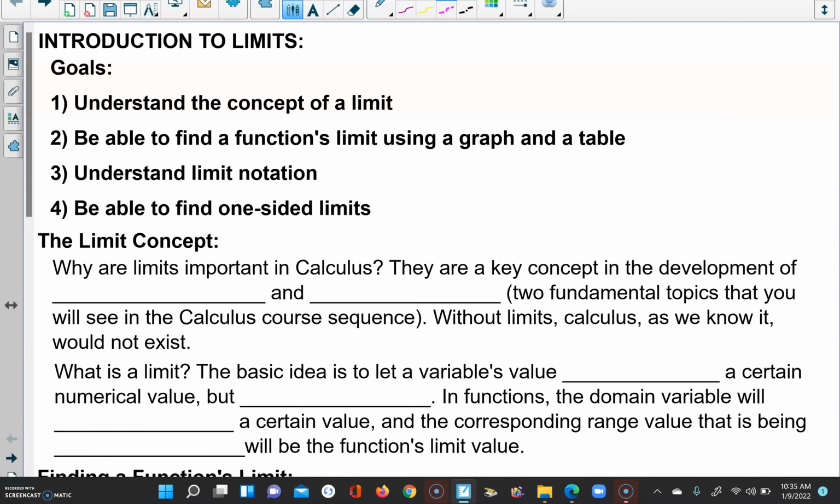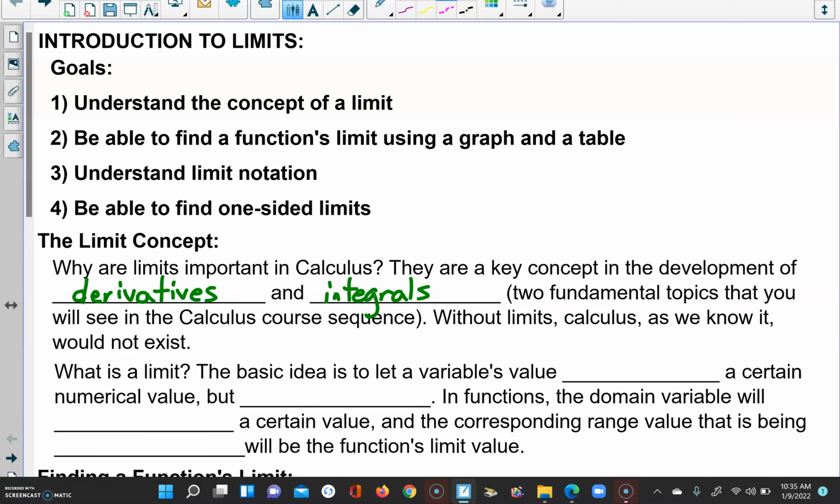So why are limits important in calculus? Why are we looking at them at all? Well, they are a key concept in the development of derivatives and integrals. And derivatives and integrals are like the two fundamental topics that you're going to see in the calculus course sequence. So can't have calculus without derivatives and integrals, can't have those without limits. So without limits, calculus as you know it would not exist. That's why they're so important.